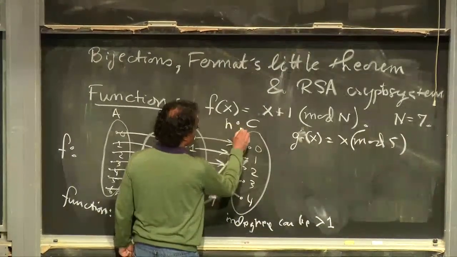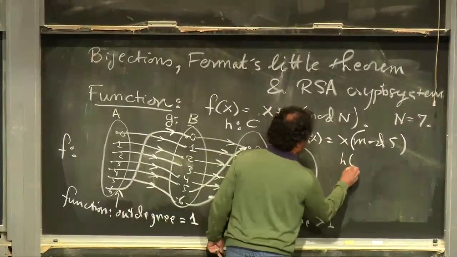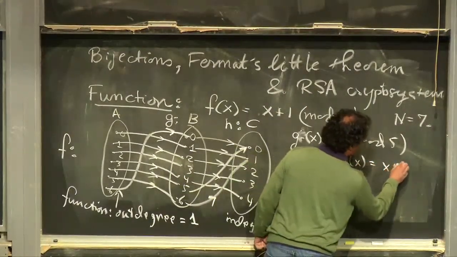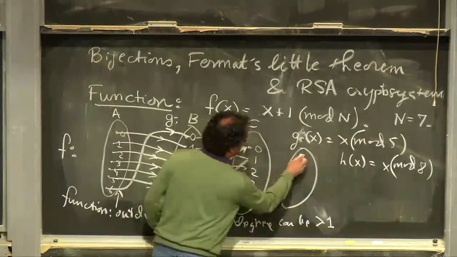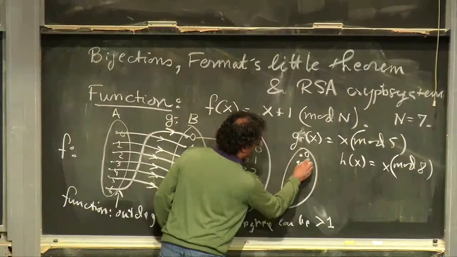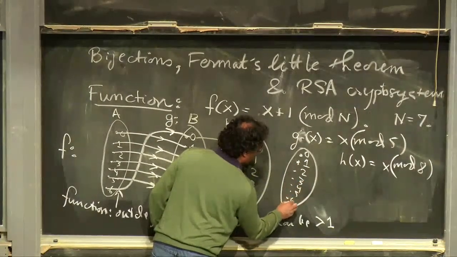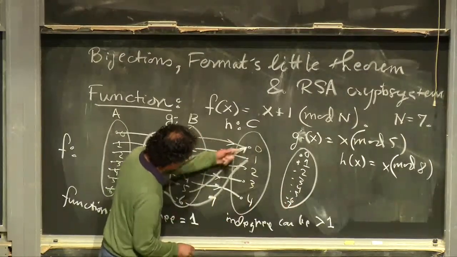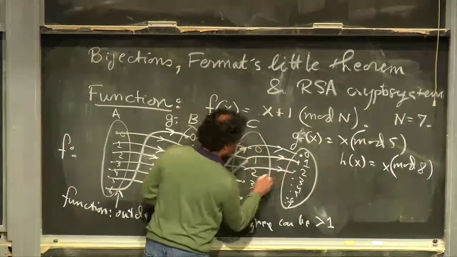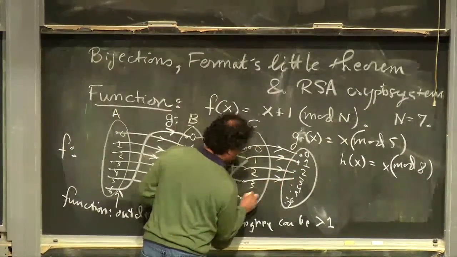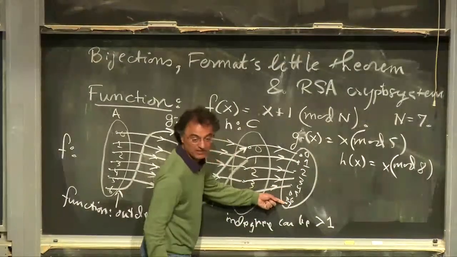We can also have h which maps c to mod 8. So now you have 0, 1, 2, 3, 4, 5, 6, 7. Okay, and now you go 0 goes to 0, 1 goes to 1, 2 goes to 2, 3 goes to 3, 4 goes to 4. And these guys have nothing coming in.